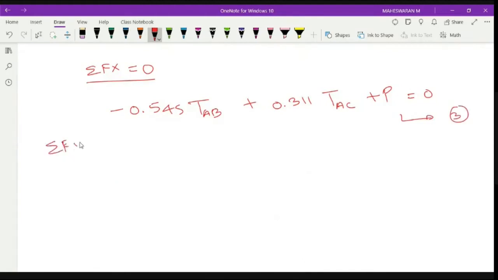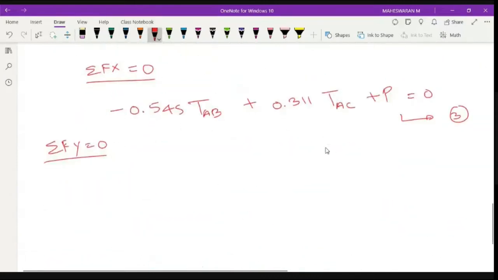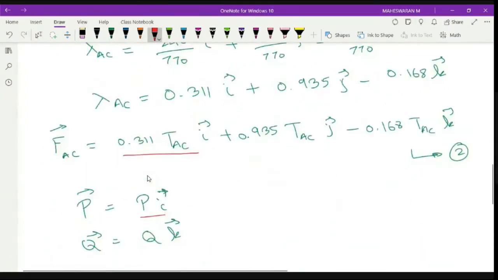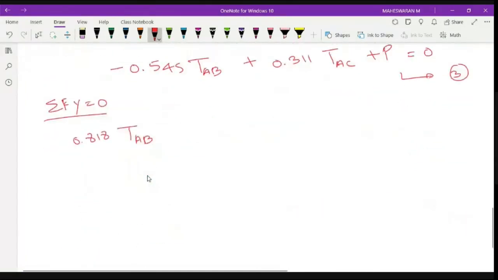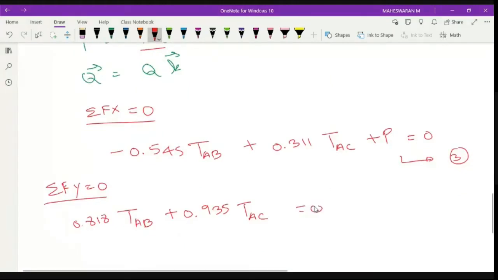Next, sigma Fy is equal to 0. Let me equate it. Add all my j vectors. So 0.818 TAB, and second one, plus 0.935 TAC, and you don't have other terms. In the other two forces there are no j vectors. So this is equal to 0. This is equation number 4.